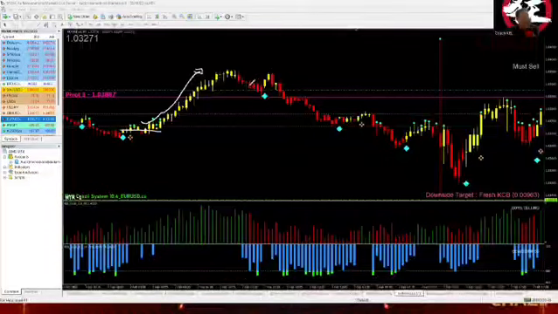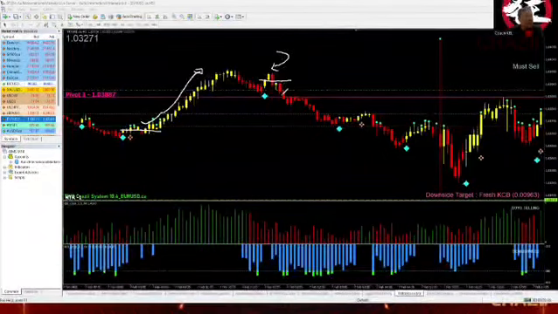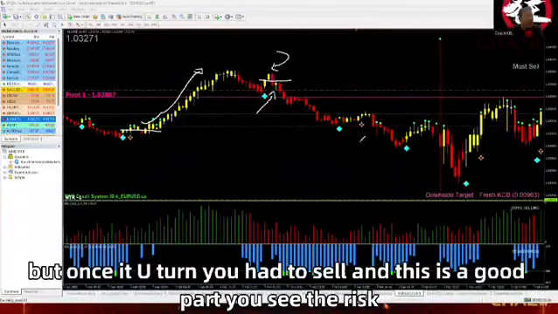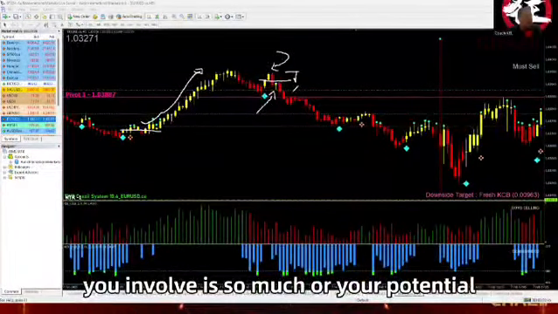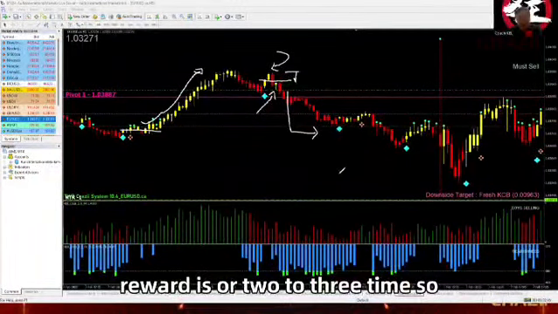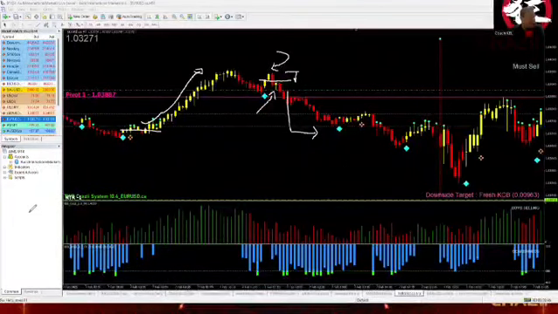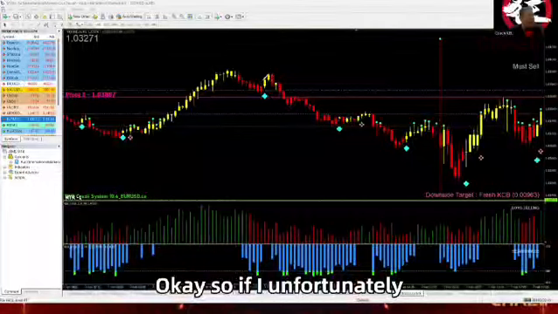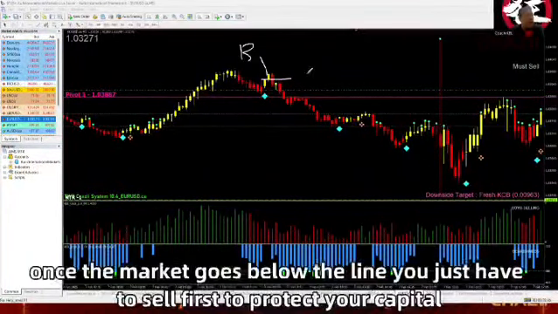Then after that, there's another diamond here. You draw a line at the closing. The market initially went up, but once it made a U-turn, you have to sell. And this is a good part, you see. The risk you take is small, but your potential reward is about 2 to 3 times. So it's better that you use the line to trade. If unfortunately you went in to buy here first, then please don't lie to yourself. Once the market goes below the line, you just have to sell first to protect your capital.